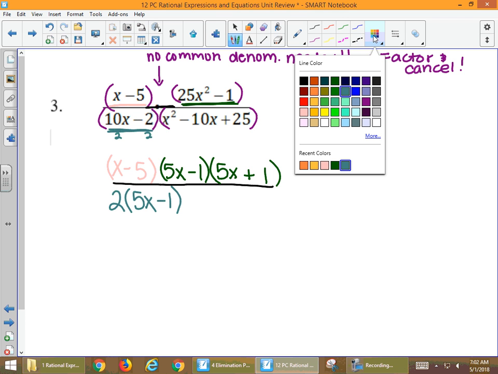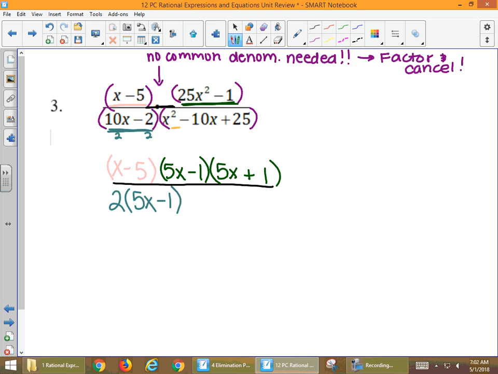Now I need to factor this trinomial. That's my last piece here. x squared minus 10x plus 25. It's a basic trinomial with a 1 in front, so I can go directly to my 2 sets of parentheses.